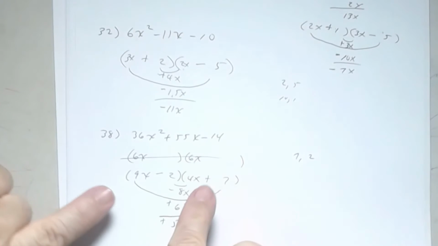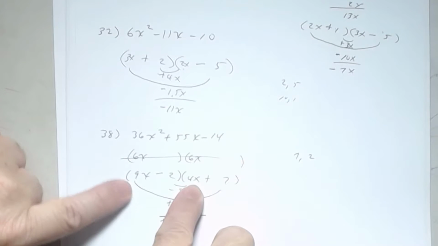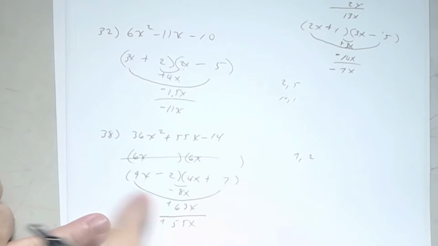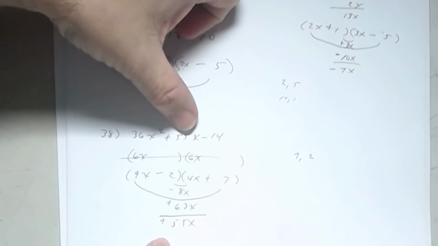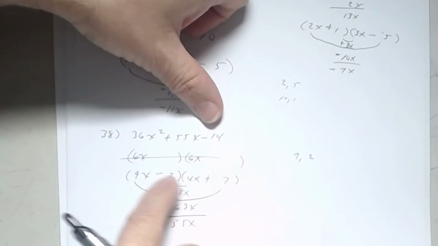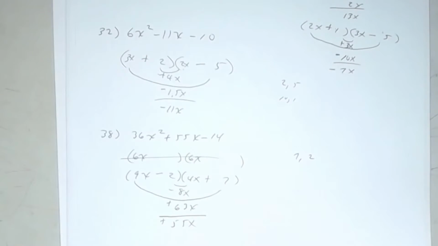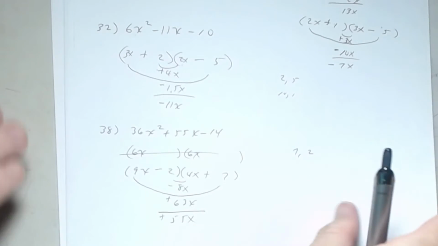Now before we go on, always check. 9x times 4x is 36x squared. What's the outer? Positive 63x. The inner is negative 8x. When I add them up, I do get the 55x middle term. And then negative 2 times a positive 7 is negative 14. All right.